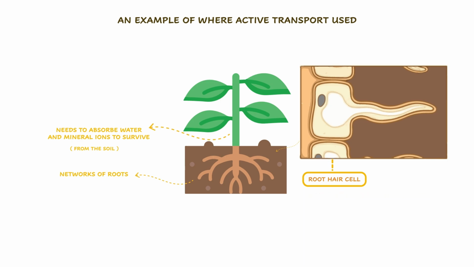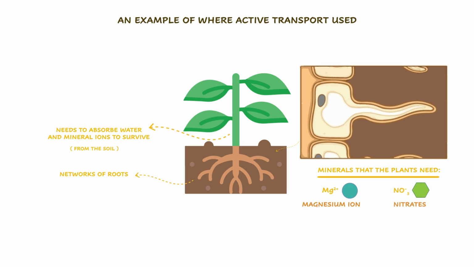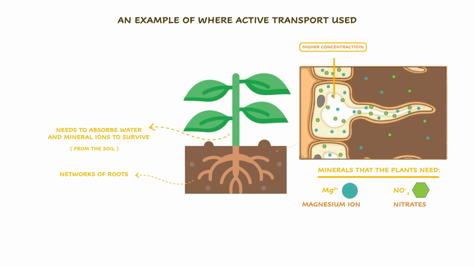They are adapted to this function by having hair-like extensions that project into the soil, increasing their surface area for better absorption. The challenge, however, is that essential minerals such as magnesium, needed for chlorophyll production, and nitrates, required for protein synthesis, are often more concentrated inside the cell than in the surrounding soil. This means these minerals cannot enter the cell through diffusion.